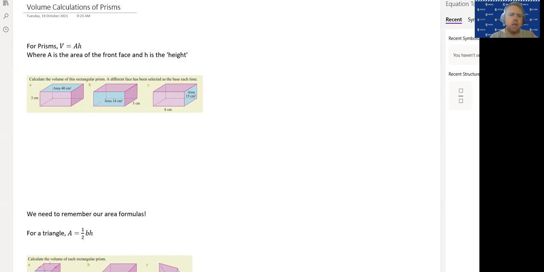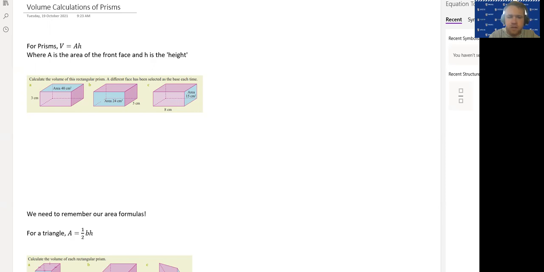Today we are looking at the volume of prisms and how we can calculate that. So we're no longer counting cubes or anything like that. We're actually using formulas and working out how we can calculate exactly what the volume of a shape is. For prisms, the volume is equal to the area of the front face times its height.